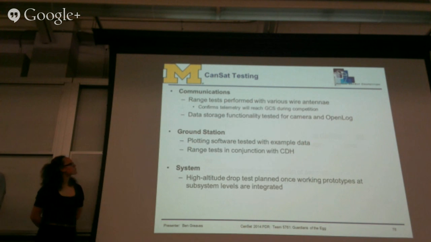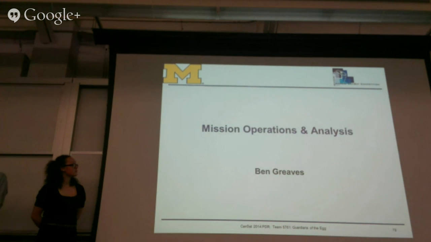The communications, including myself and ground control station, making sure we have a range test, making sure, like I said, we have a calculation for the test to make sure that we can pick up the data from so far away. Also plotting the software online, working with either MATLAB or Python. And then finally, the system of high altitude drop test plan once the working prototype is successful. And then finally, I'll be doing the mission and operations analysis.